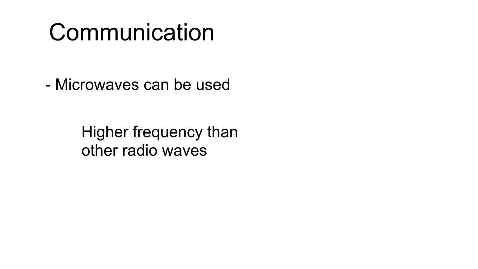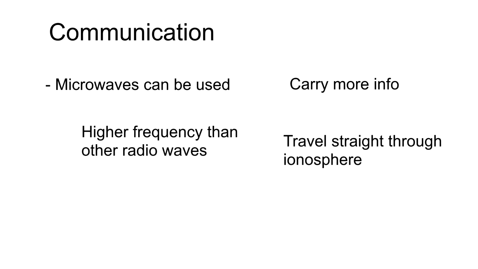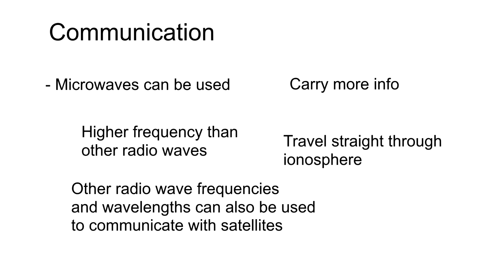To communicate with these satellites, microwaves can be used. This is because they have a higher frequency than radio waves that are used for terrestrial communication, which means that they can carry more information, and waves with a lower frequency get refracted in the atmosphere and ionosphere, whereas microwaves are able to travel straight through. However, there are many other wavelengths and frequencies of radio waves that can be used to communicate with satellites.